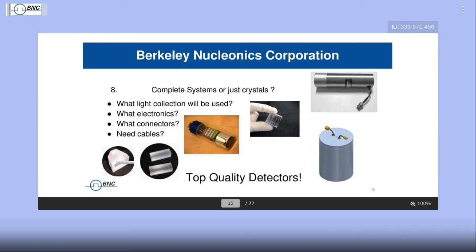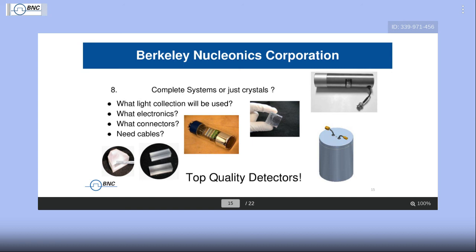This helps us know what your requirements are. We may advise. We are recognized for providing the full package. We are recognized for providing top quality detectors, not just the crystals. We're talking now the light collection, the voltage dividers, preamplifiers, electronics, cabling, connectors. Some people will have very special needs. And so we want to know, are we just looking at crystals? Are we just looking at a total detector?